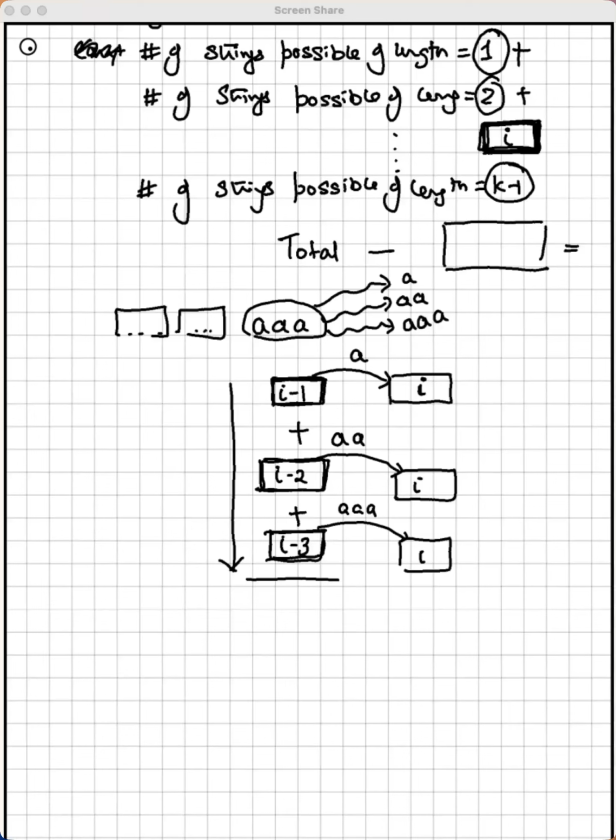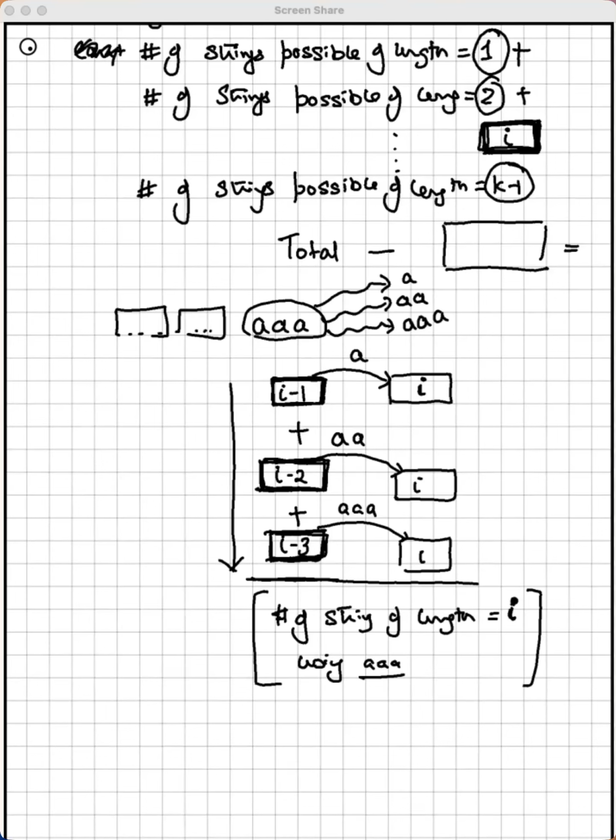The main point is that I need to sum these values. I need to sum how many strings I had of length I minus 1, how many strings I had of length I minus 2, how many strings I had of length I minus 3, to give me the total number of strings I can create of length equal to I using AAA. We can create strings of length I using some other groups as well, but here we are only counting what we can create using AAA.